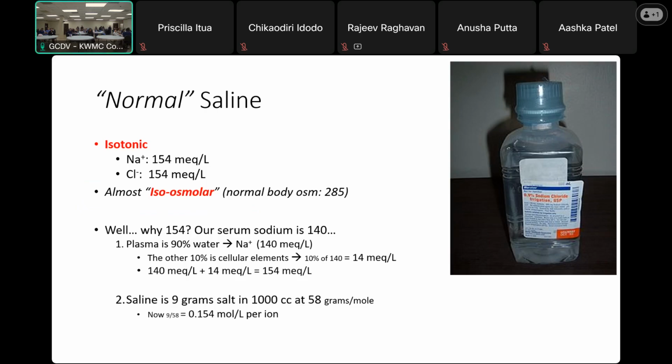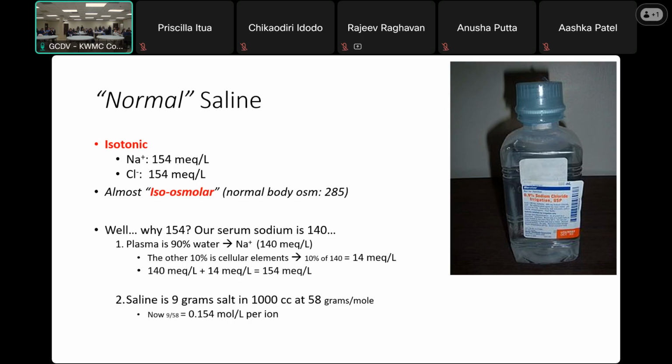So normal saline, again, it really says normal saline is isotonic. So isotonic really just means it has the same tonicity as our blood. Isoosmolar as well, pretty close. So where does the 154 come from? Again, as I said, in 1880, when Hamburger was doing all the studies, he incorrectly said it was 154. But really, if you look at it, plasma is 90% water, and that's really what we're measuring the sodium in.